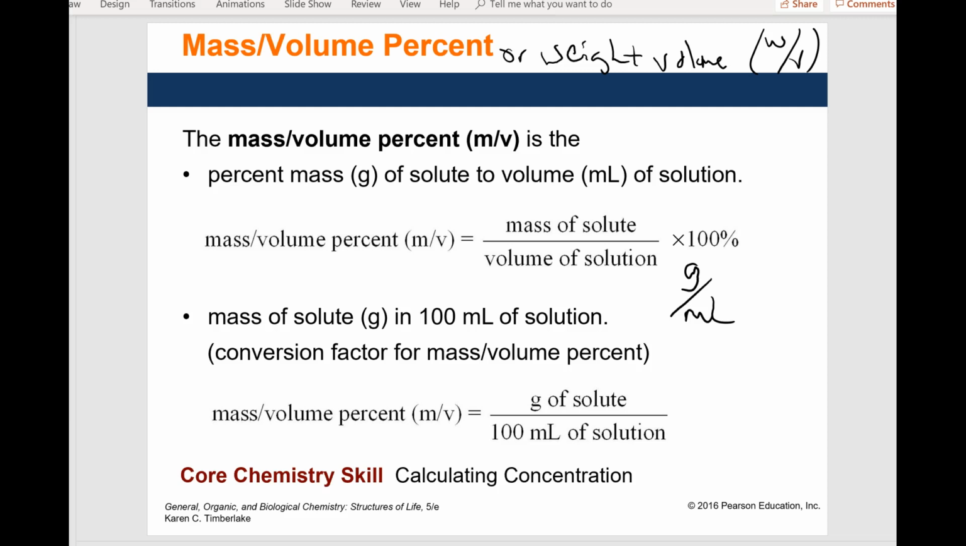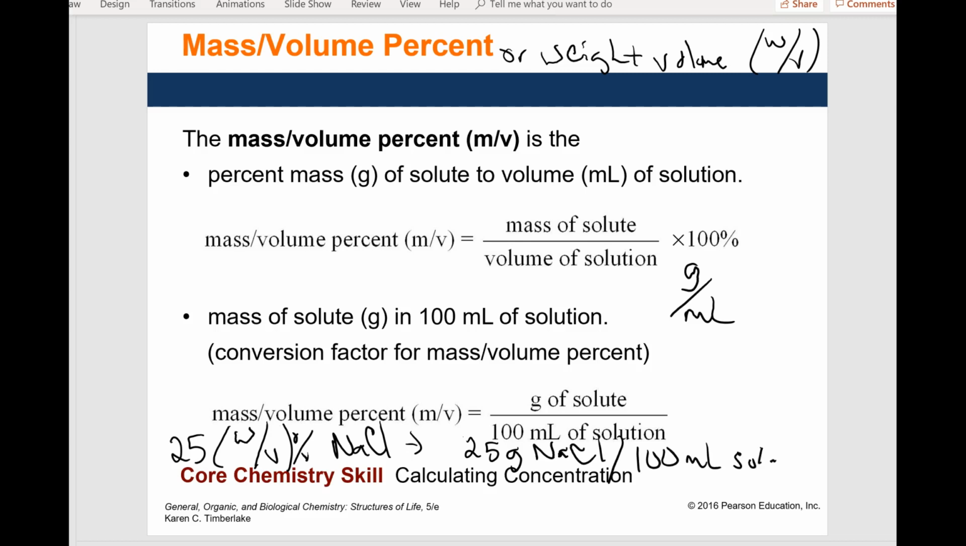And so if you were given a mass volume percent, you could think of that as, well, if I had a 25 weight volume percent sodium chloride solution, what that's really saying is I have 25 grams of sodium chloride per 100 milliliters of my solution. Those are the three easy concentrations to get directly from your lab instruments.